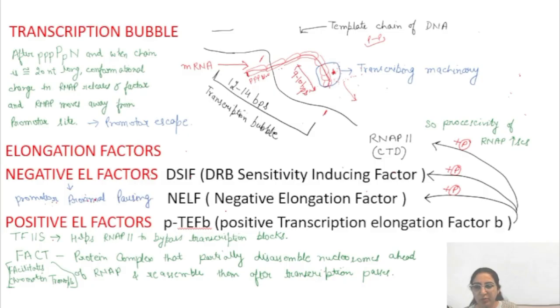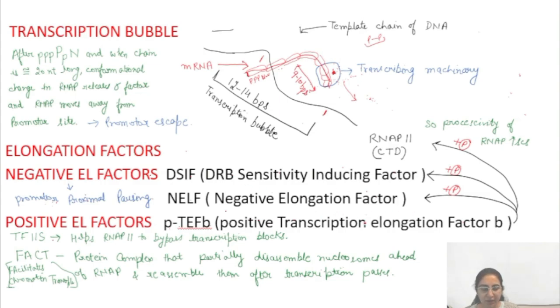What is the promoter proximal pausing? This RNA polymerase, after the promoter escape, tends to halt again and again. That is called promoter proximal pausing and is caused by the negative elongation factors. To escape the promoter proximal pausing, we need the positive elongation factors. An example is PTEFB, or positive transcription elongation factor B.